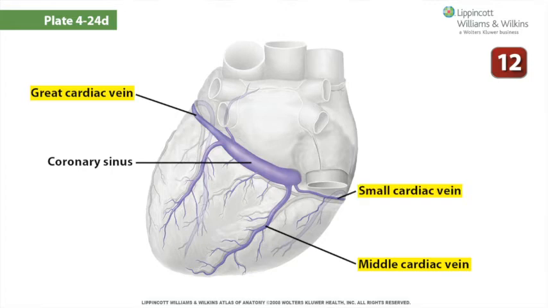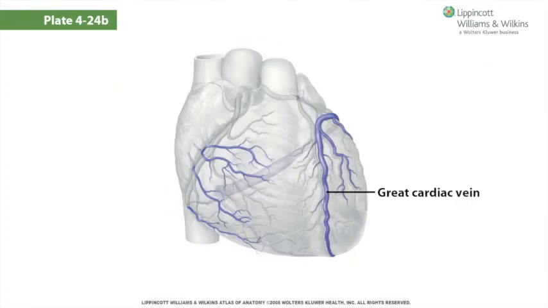small cardiac vein. The great cardiac vein begins at the apex of the heart and ascends through the anterior interventricular groove with the anterior interventricular artery. Superiorly, at the point where the anterior interventricular groove intersects with the coronary sulcus, the great cardiac vein turns left to enter the sulcus and travels within it alongside the circumflex branch of the left coronary artery. When it reaches the posterior surface of the heart, it becomes continuous with the coronary sinus. The great cardiac vein drains the areas of the heart supplied by the left coronary artery.